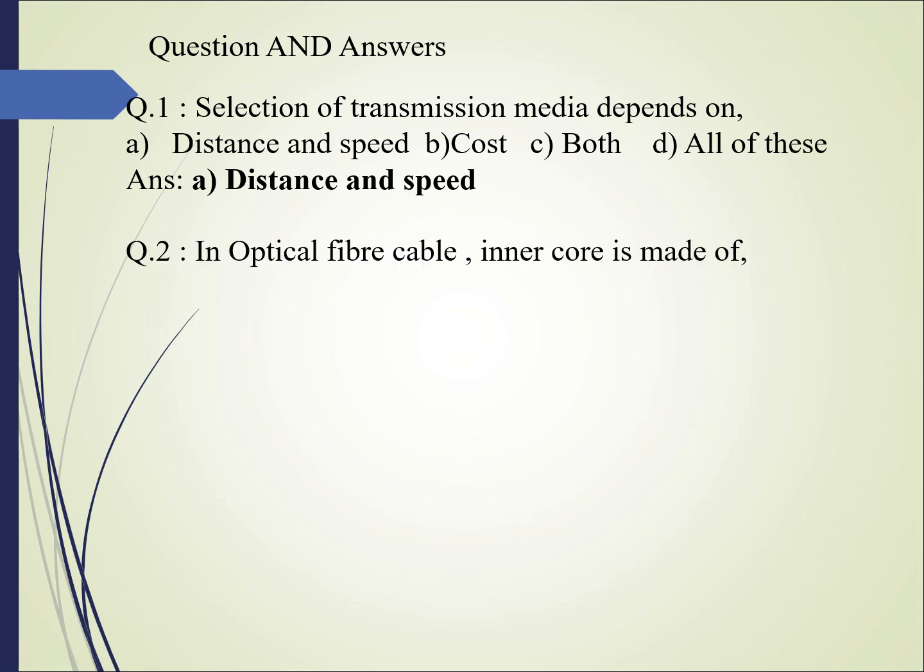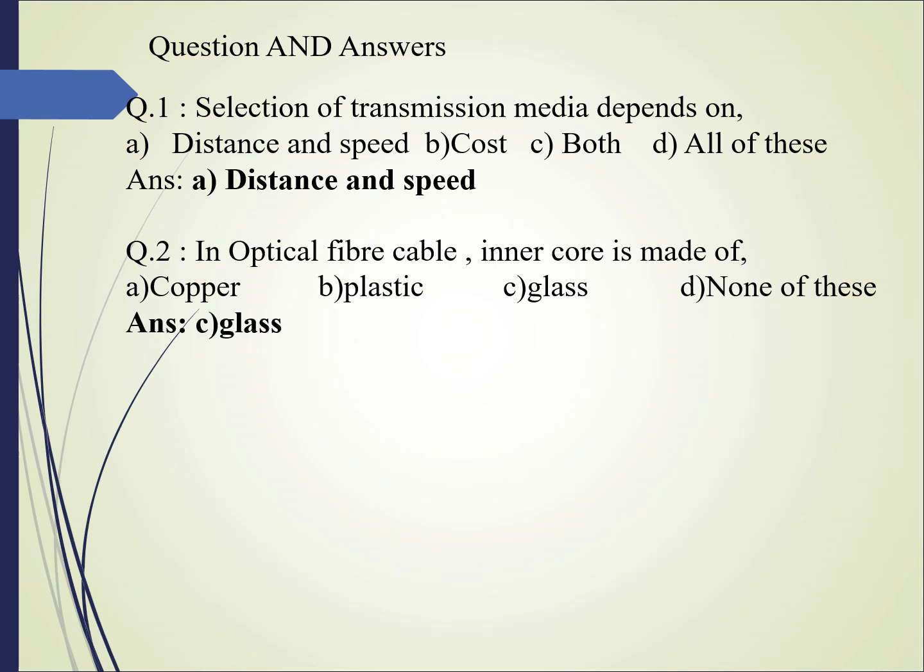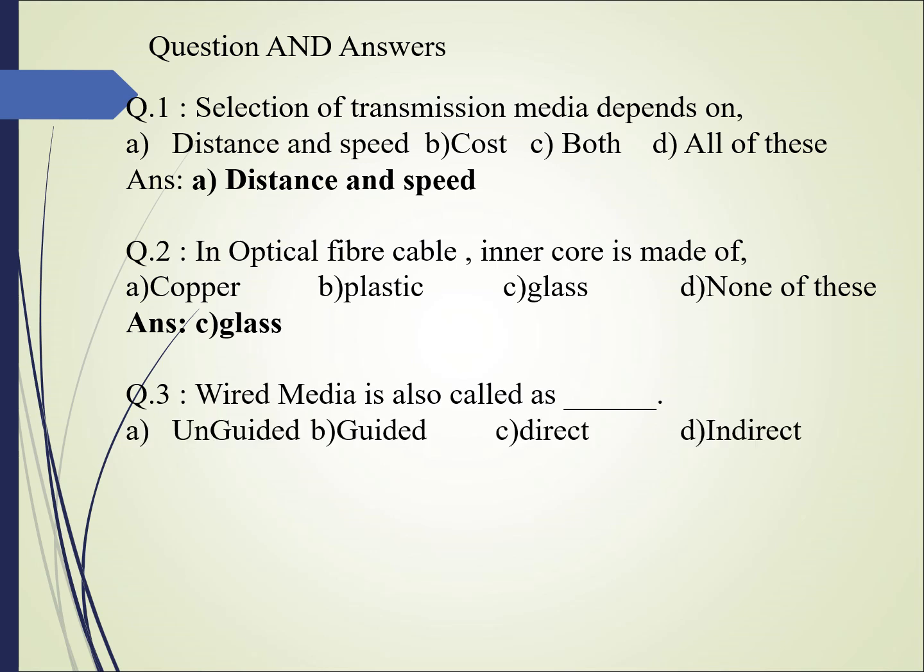The second question is, in optical fiber, the inner core is made up of copper, plastic, glass, or none of this. As I explained in the last slide, in the optical fiber cable, the inner core is made up of glass. That is the main advantage of optical fiber cable, which gives the speed of light transmission of data. The third question is, wired media is also called as, unguided, guided, direct, or indirect, and the answer is guided transmission media.